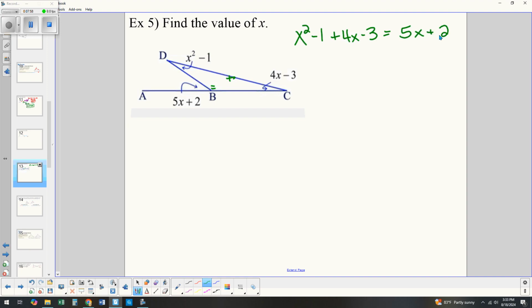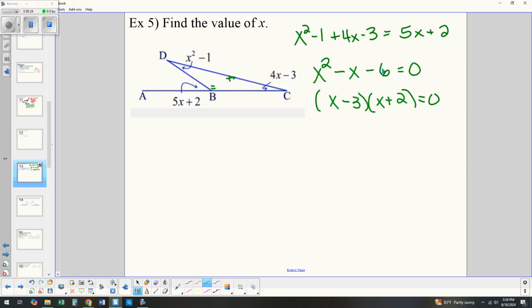So once we have quadratics, if there is an x squared and an x, we want to get it equal to 0, so we could solve by factoring. So I'm going to minus the 5x, minus the 2, and combine some like terms all at once. So that's going to be x squared minus x minus 6 equals 0. So I'm looking for the two numbers that multiply to negative 6 and add to negative 1. That's a negative 3 and a positive 2.